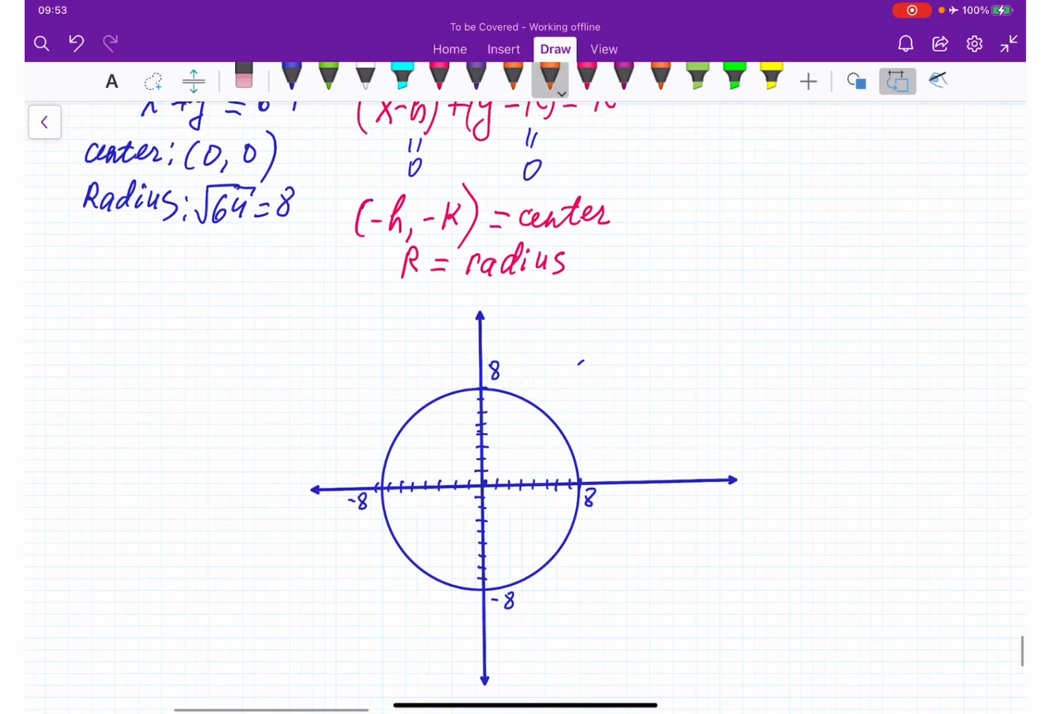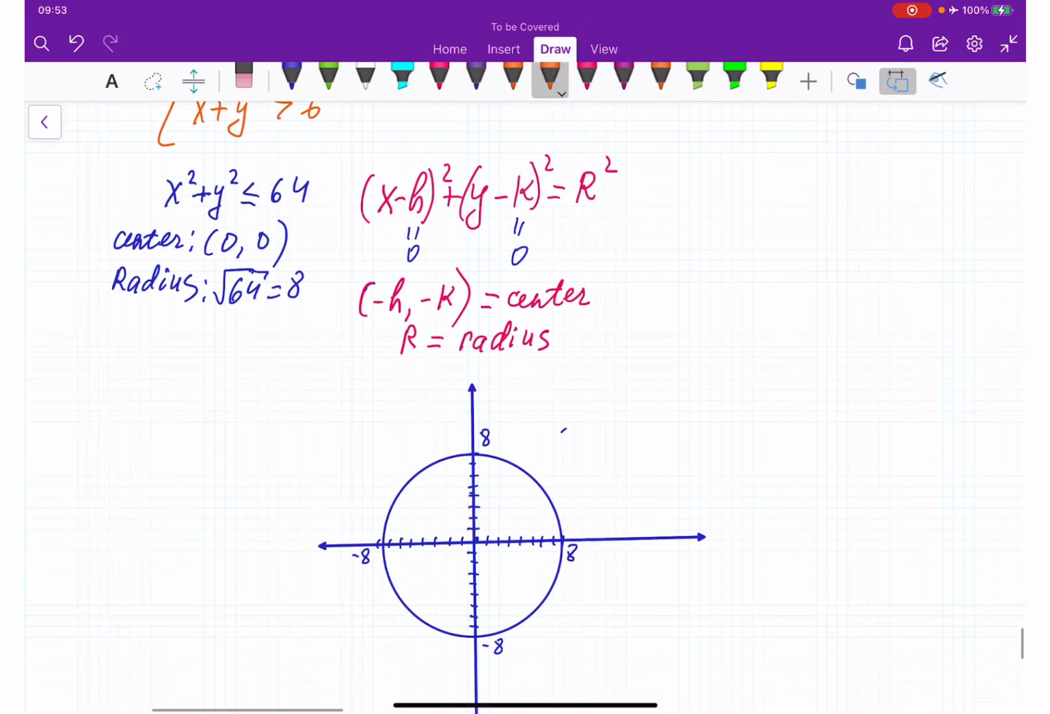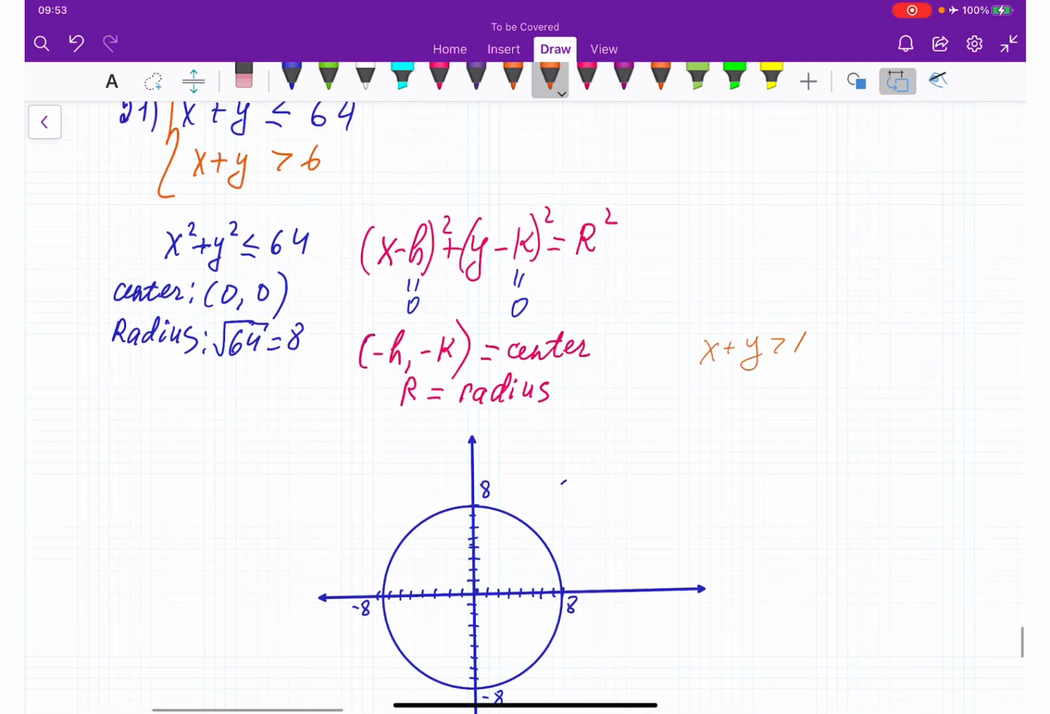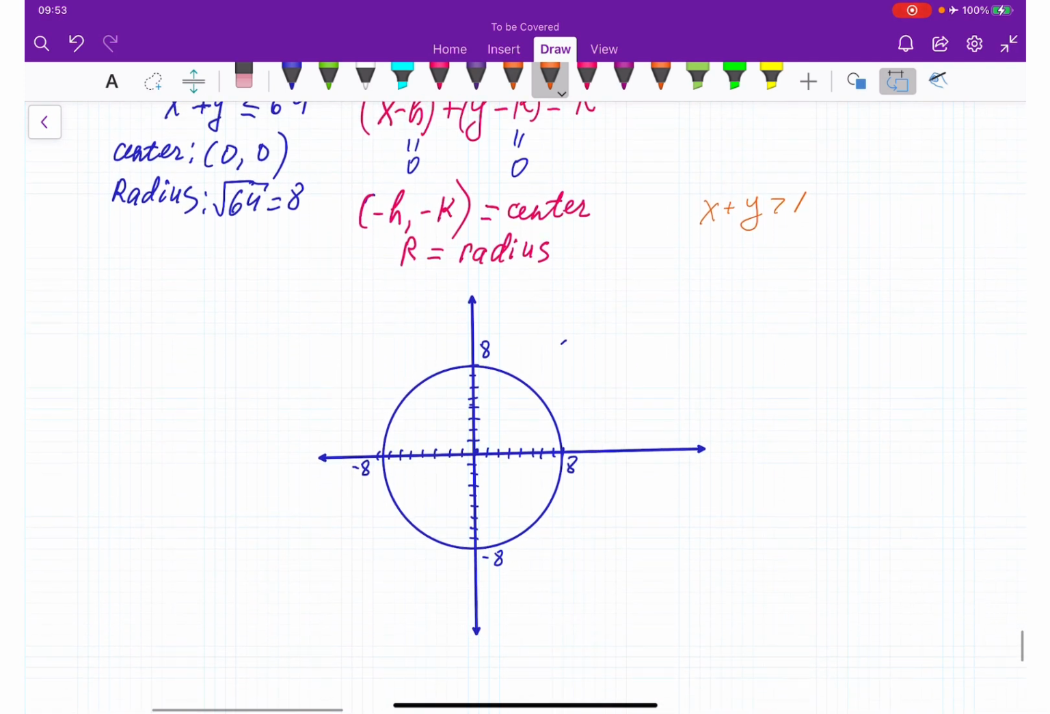Okay, next one. Next one, we have x plus y greater than 6. Yes? Yes. Which means x is equal 0, y is greater than 6, y is equal 0, x is greater than 6. So coordinate 0, 6, and we have 6 and 0. This is my 6 and 0. This is my 0 and 6. And the graph is going to go through this.